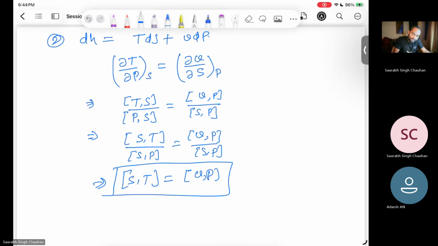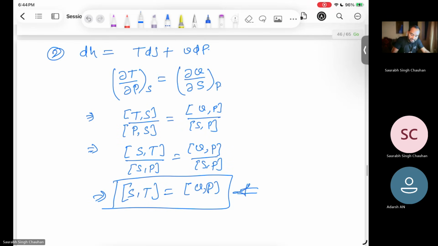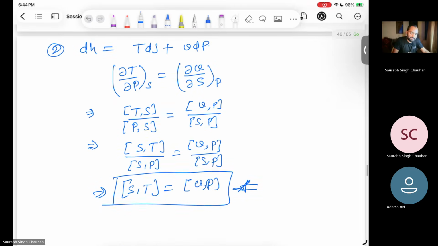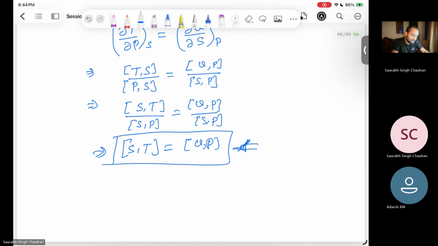So every time, if you start with any of those equations, you will always get this particular form, S comma T is equal to V comma P. This is the Maxwell equation. You can check with the remaining two equations. You will get that the Maxwell equations finally reduce to this particular form. So instead of remembering all four equations, you can remember just this one.